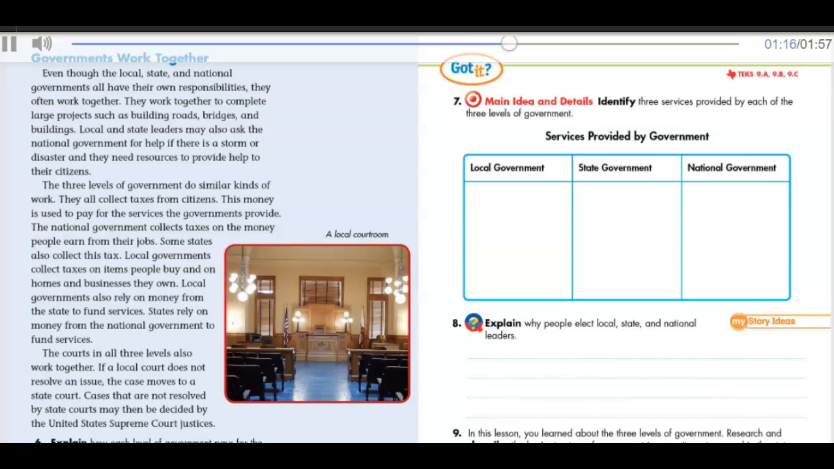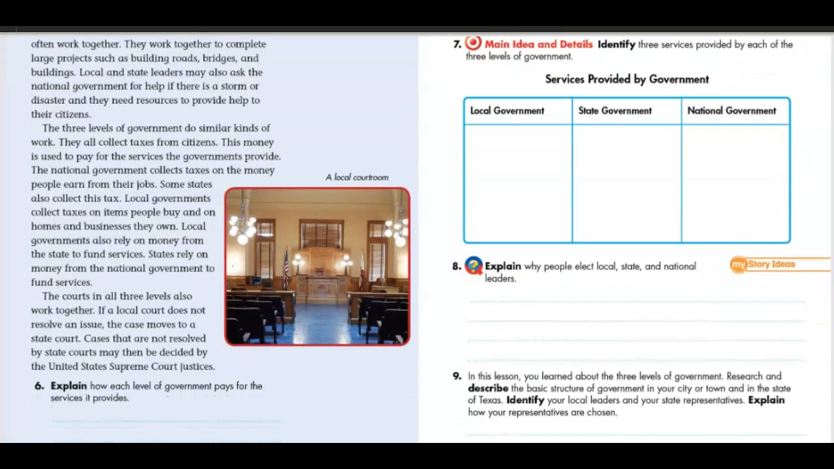6. Explain how each level of government pays for the services it provides.